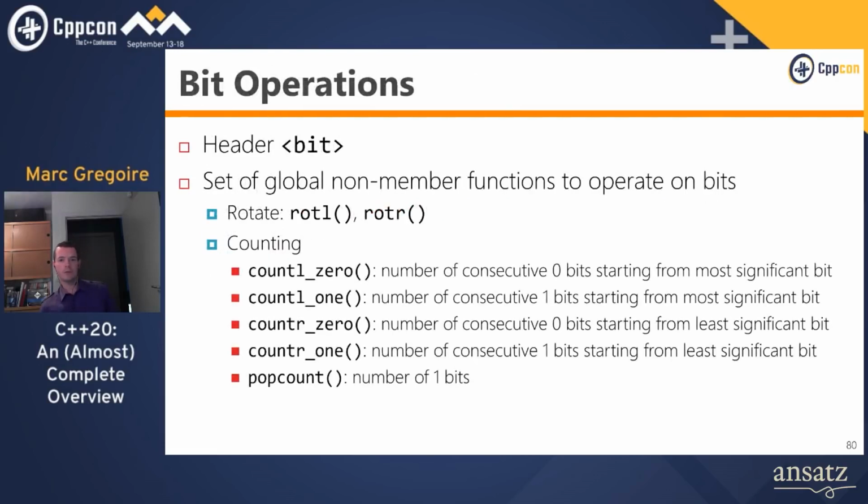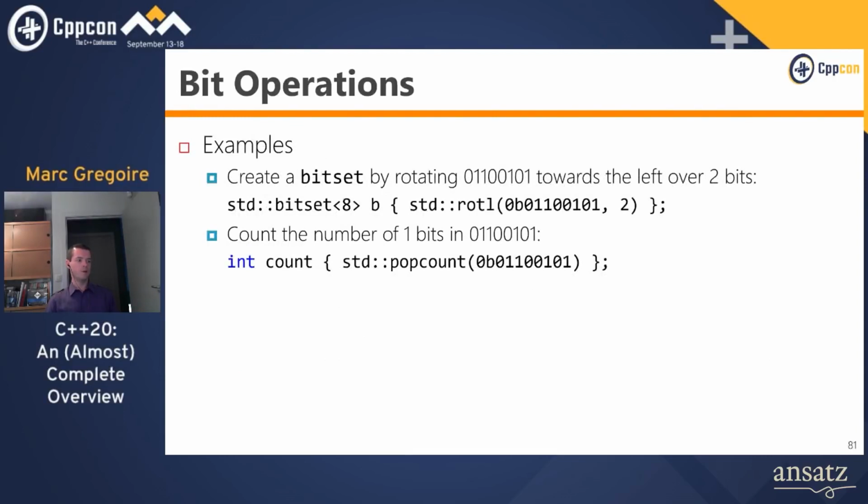The standard library now has support for so-called bit operations, and everything is defined in the bit header. You can ask for rotating bits left or right, or you can ask to count the consecutive number of 0 bits or 1 bits, starting from the most significant or least significant bit. And finally, you can also ask to give me the total number of 1 bits in a bit sequence. Here is an example. So the first one is constructing a bitset by rotating this given bit sequence 2 bits to the left. And here we're just counting the number of 1 bits in my given bit sequence.